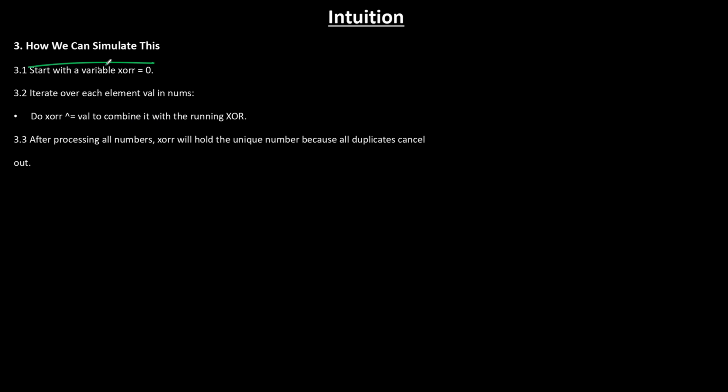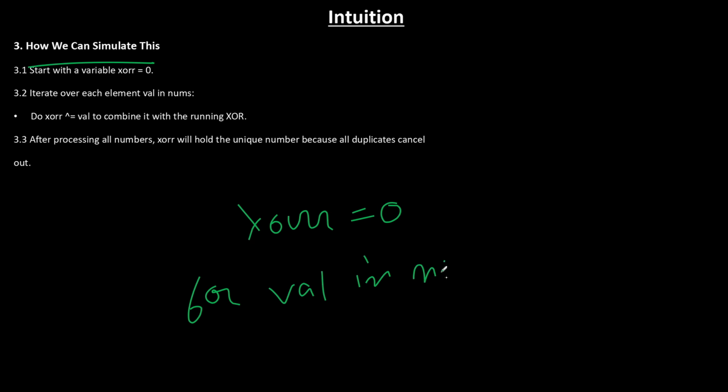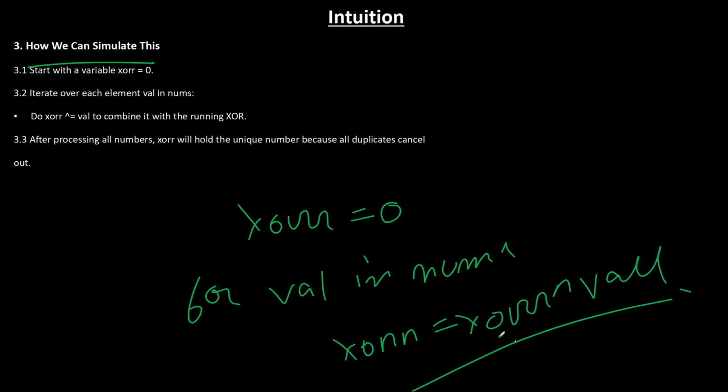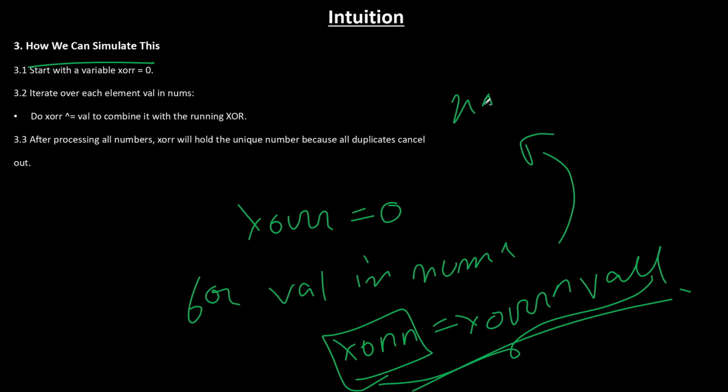Now, how can we simulate this? We will start with a variable, suppose xor equals 0, right? And we will iterate over the complete nums, for val in nums, something like that, right? And we will keep on doing xor equals xor XOR val, right? And at the end, we will have the value in the xor variable. And this particular long form could also be written in the way xor ^= val, right? Similar to this.